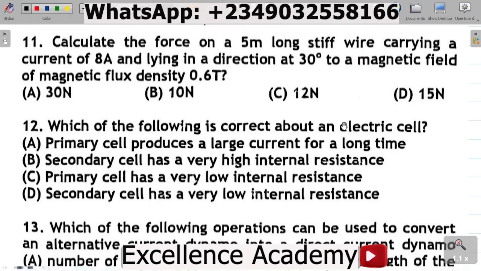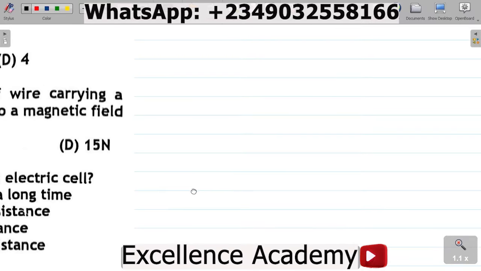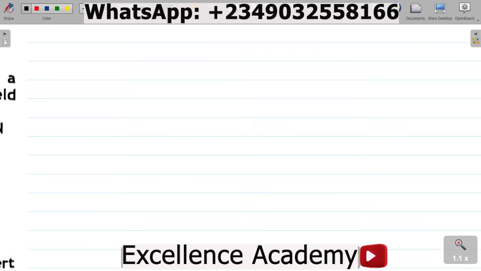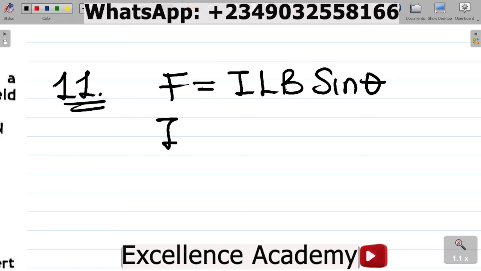So how do we solve this question? The first thing you want to notice is that this question is under magnetic field. And for magnetic field, we said the force on a conductor carrying current, question number 11, the force on a conductor carrying current F is equal to I L B sine theta, where I is current.